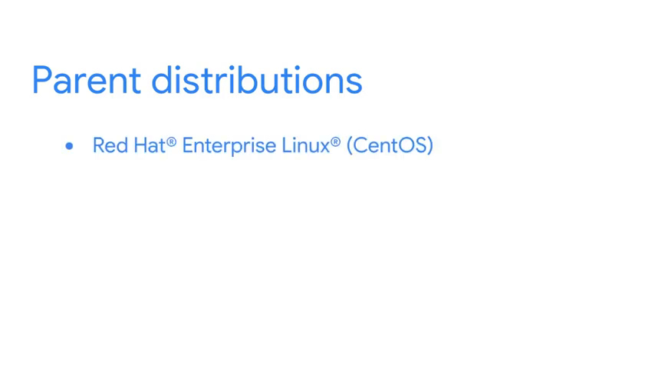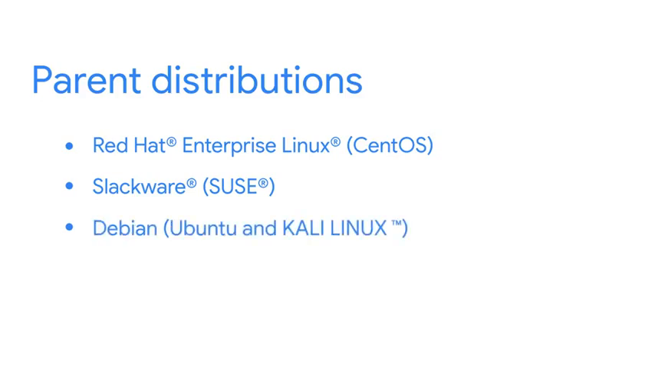Distributions include the Linux kernel, utilities, a package management system, and an installer. We learned earlier that Linux is open source, and anyone can contribute to adding to the source code. That is how new distributions are created. All distros are derived from another distro, but there are a few that are considered parent distributions. Red Hat is a parent of CentOS, and Slackware is the parent of SUSE. Both Ubuntu and Kali Linux are derived from Debian.